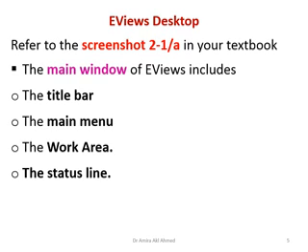The second part is the main menu. It is just below the title bar. The main menu includes 10 menus such as File, Edit, and Object. The third part is the work area. It is in the middle of the window. EViews objects are displayed in the work area. The fourth part is the status line. It is located by default at the very bottom of the window.